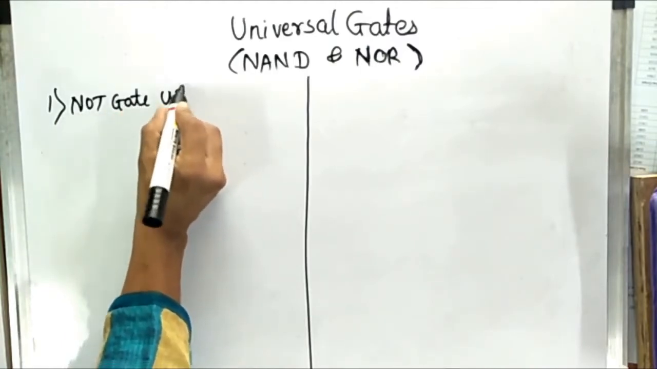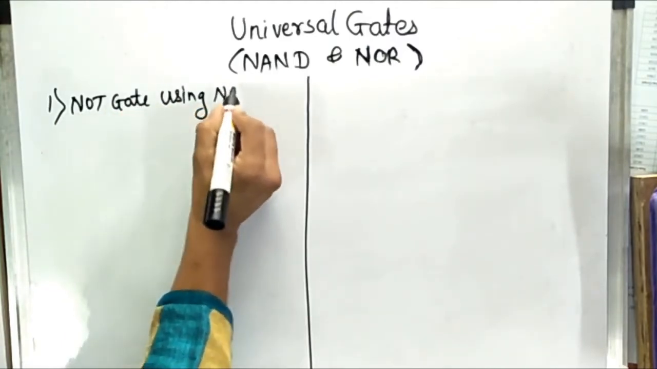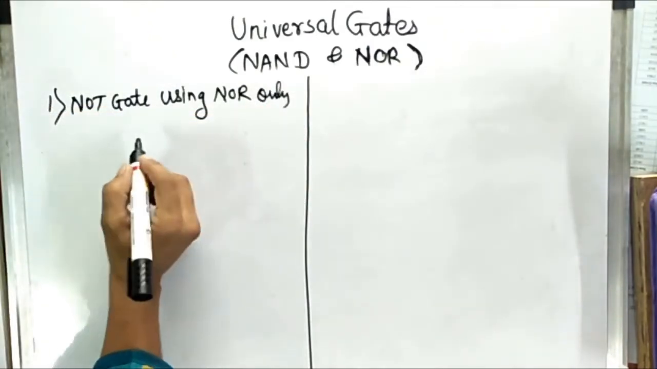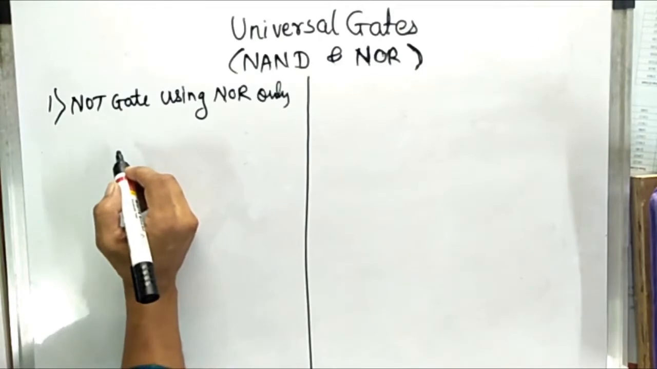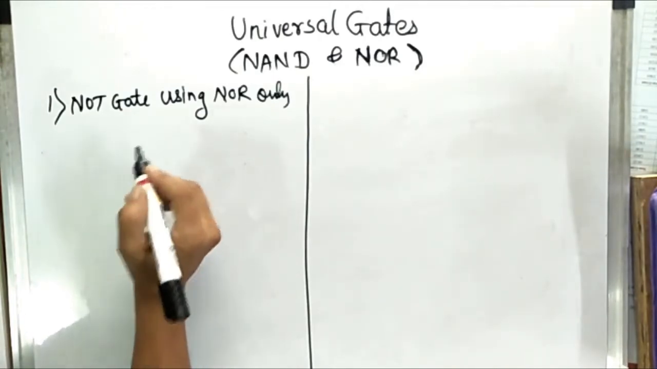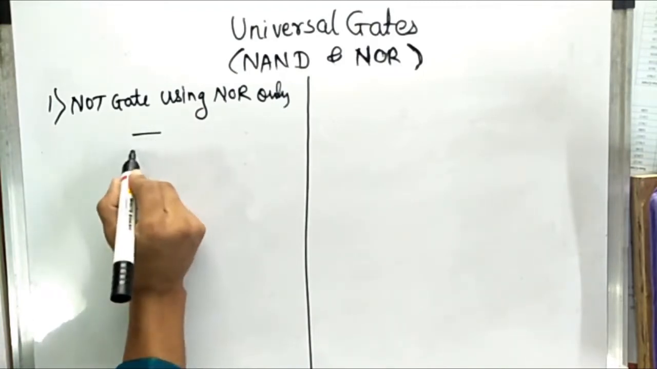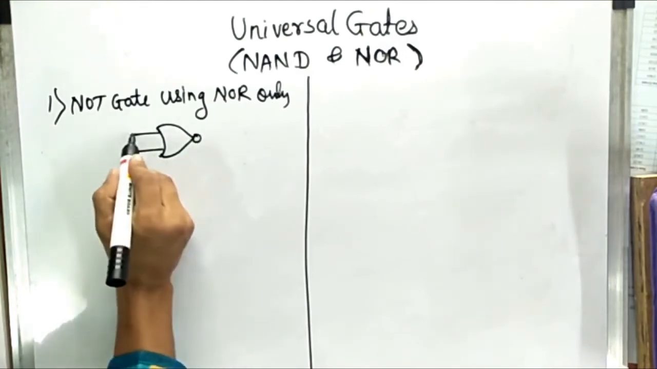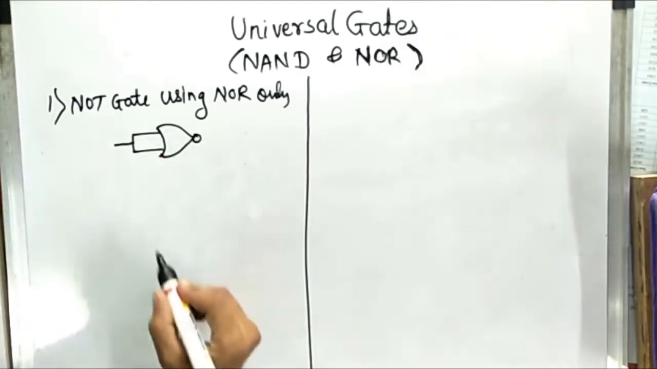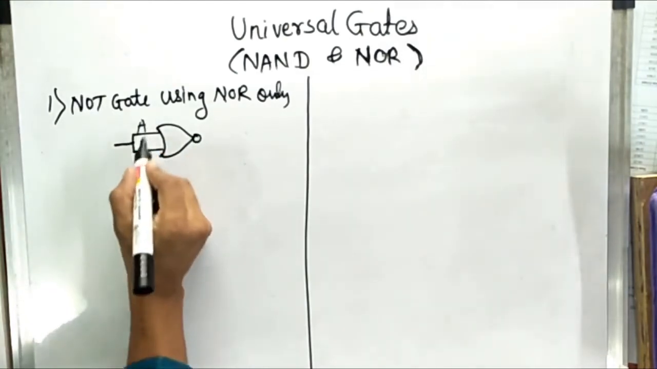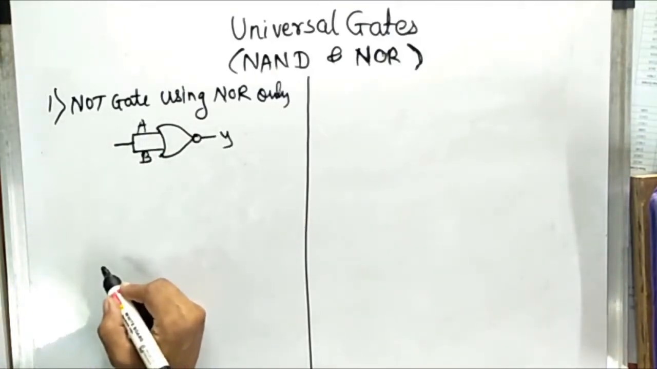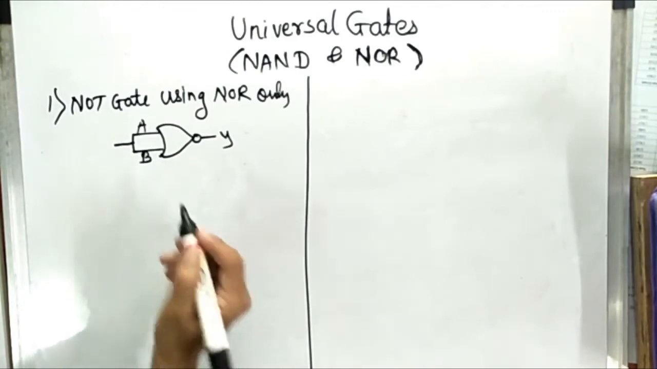using NOR only. So again, the NOT gate has only one input. If we combine both inputs of a NOR gate and apply one input to these two inputs A and B, so at the output what can we get? So let's see.